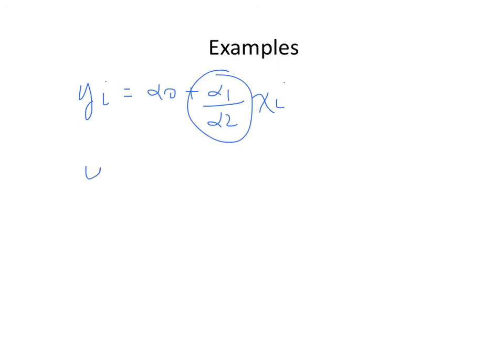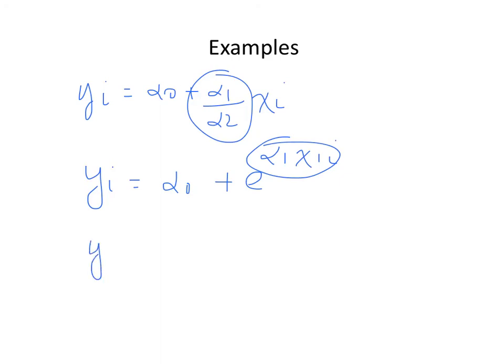Some examples would be of a nonlinearity. If we have yi equals alpha 0 plus alpha 1 over alpha 2 xi, that would be a violation of linearity in the parameters. Yi equals alpha 0 plus e to the alpha 1 x1i, that would also be a violation of linearity in the parameters.